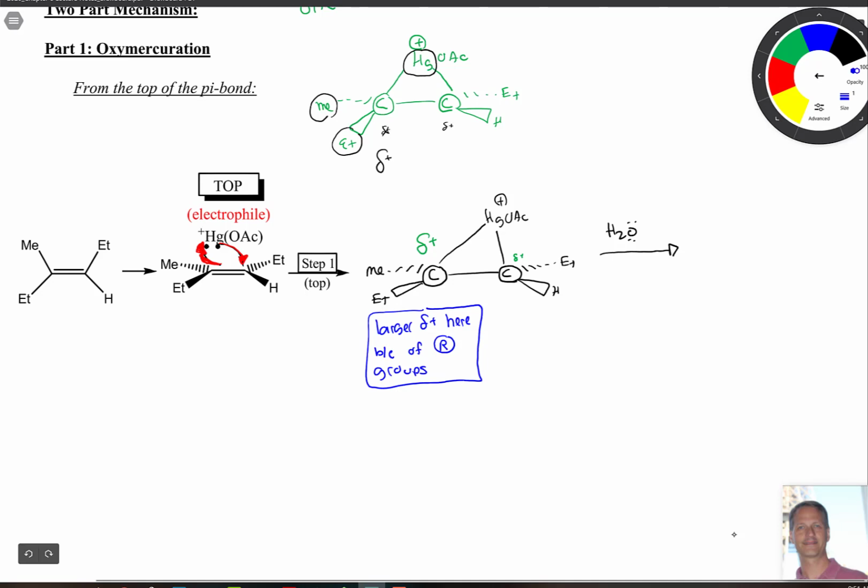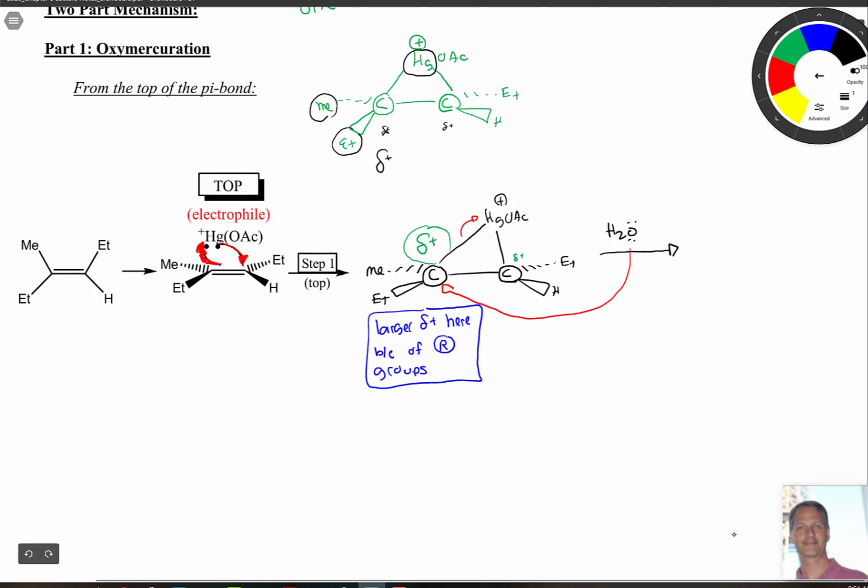Which carbon is it going to be attracted to? Well, probably the one with the larger delta plus, right? So it's going to swing around here and attack from down below. Okay, and when it attacks right there, that's going to get plucked up to this position. So again, it's attracted to the carbon with the bigger delta plus. So that tells us the regiochemistry here.